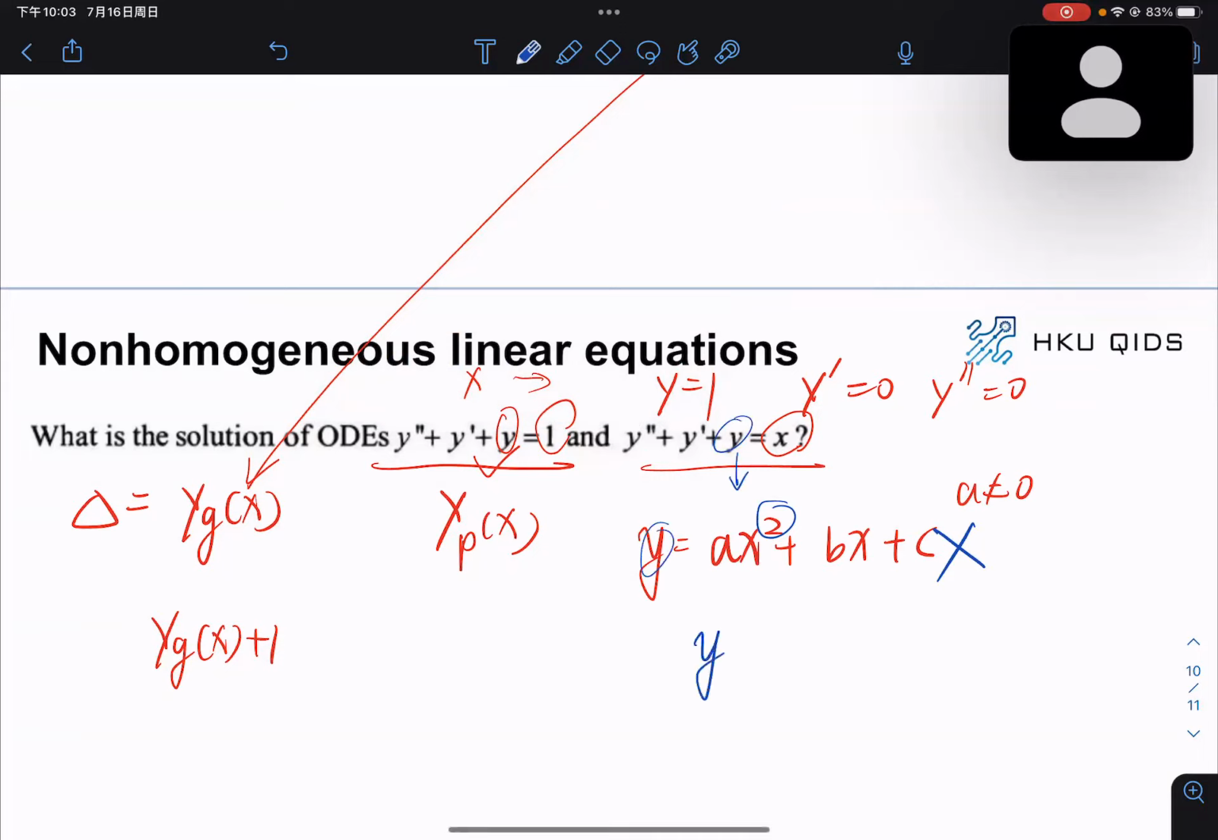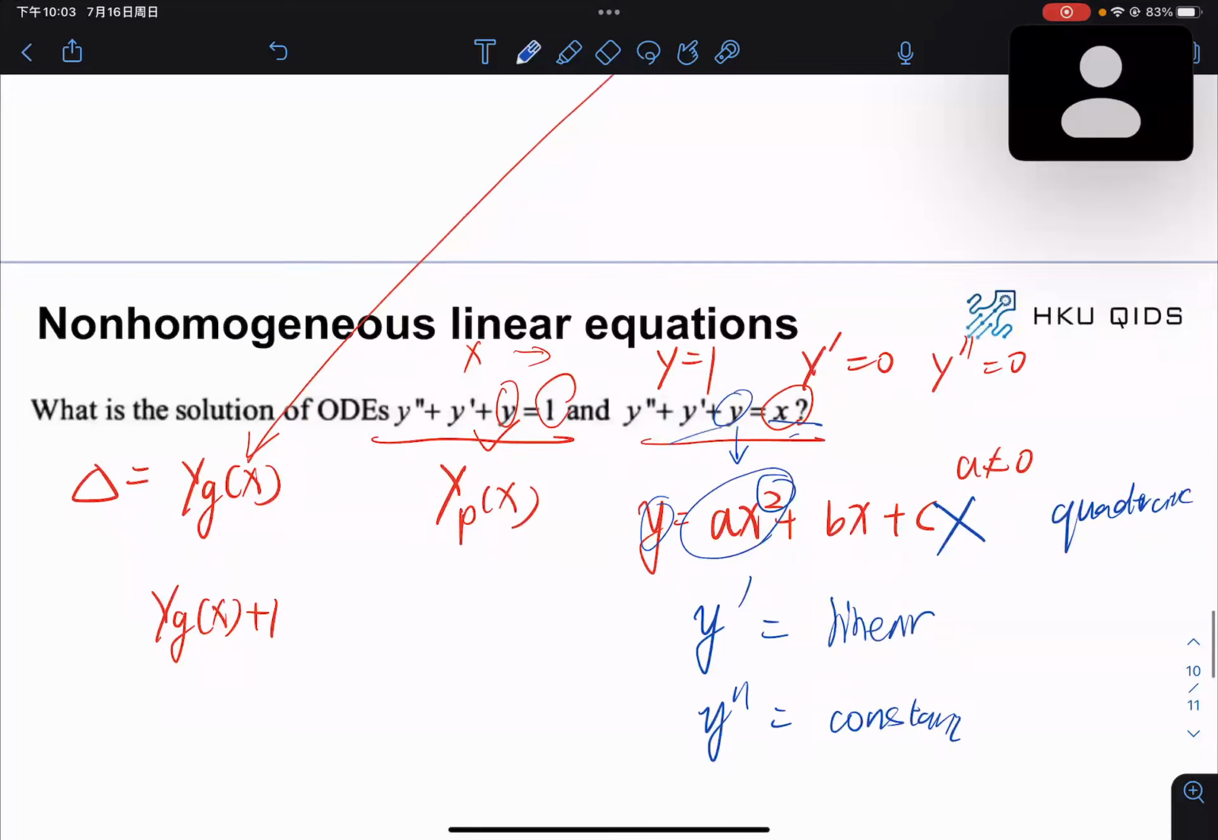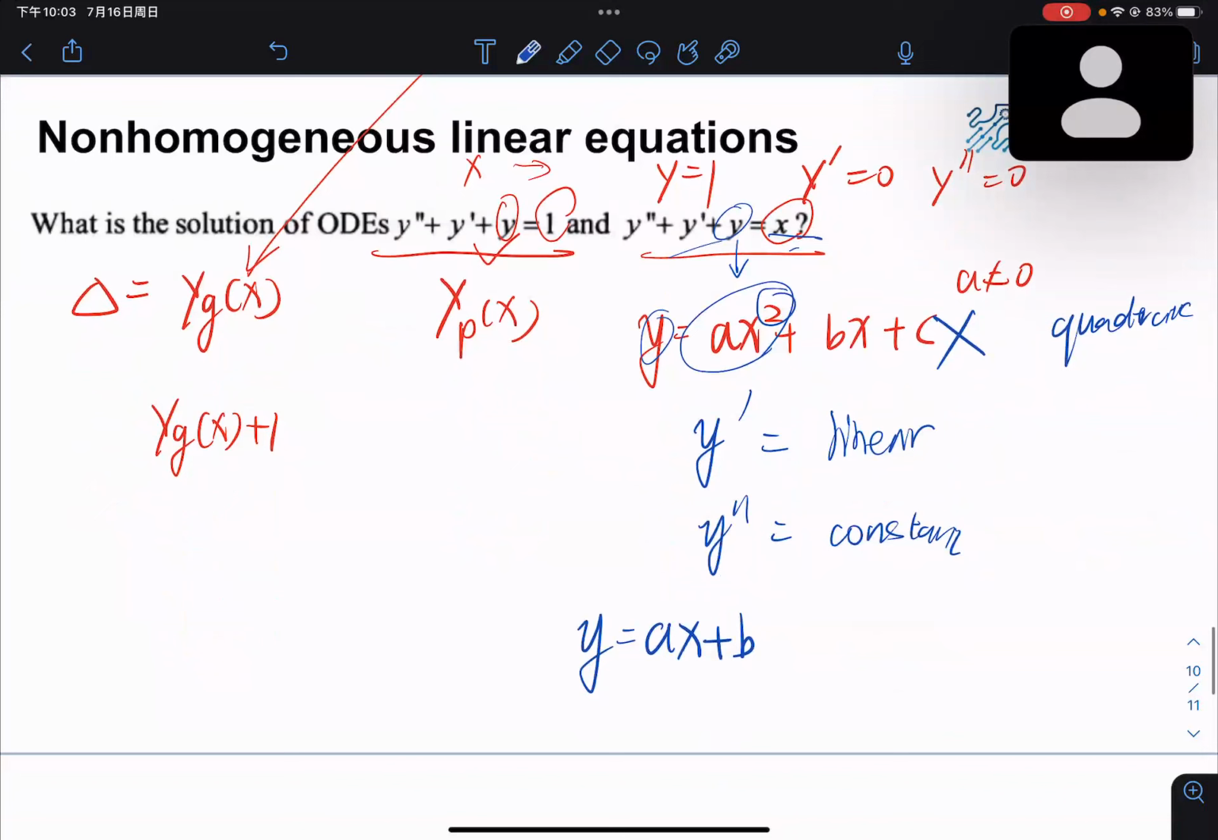And because this is going to be quadratic, y's first derivative is going to be linear, and y's second derivative is going to be a constant. And then there must be some kind of quadratic item in the final result, but we do not have any quadratic item. So our guess should be y equals to some kind of ax + b. And then we can get a and b by reducing that.